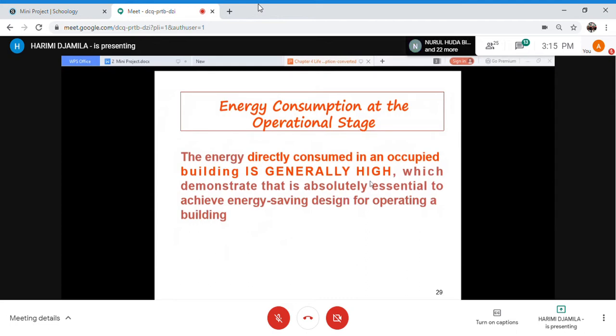As I mentioned, usually the energy used at the operational stage is very high, which means it's very important to achieve an energy saving design for the operational building. If the energy life cycle analysis excluded the operation of the building, the energy generated from it would be missed. Even though it's important to know how much energy is consumed at the construction stage, for the overall, at the end, the energy consumed at the operational stage should not be ignored under any condition.